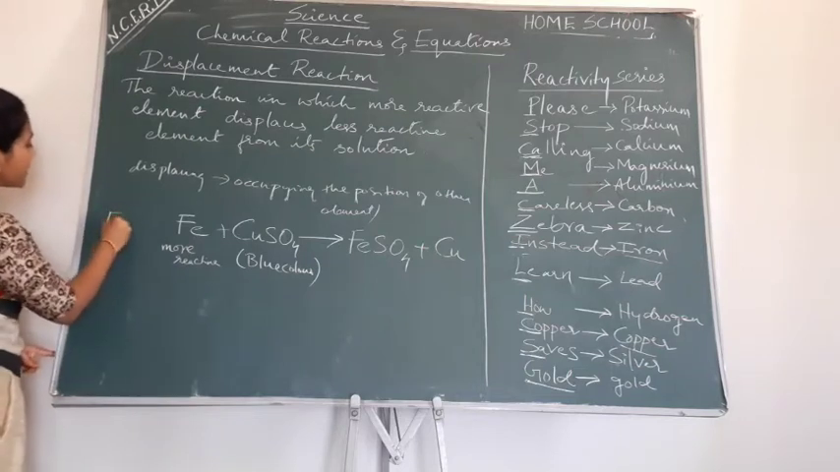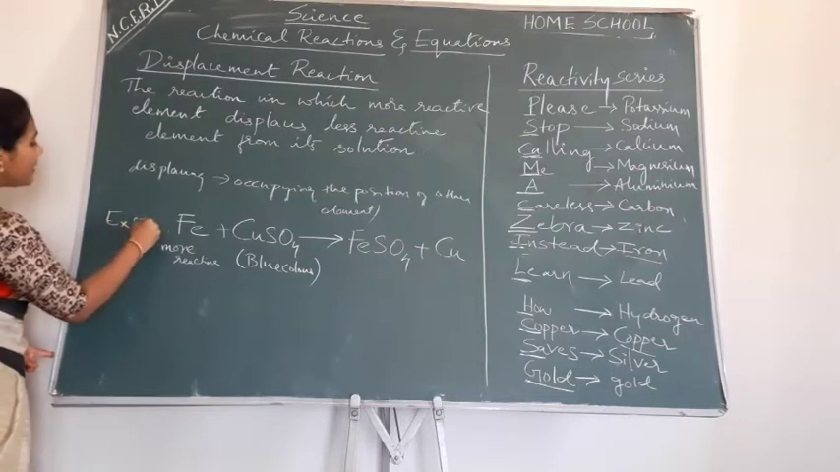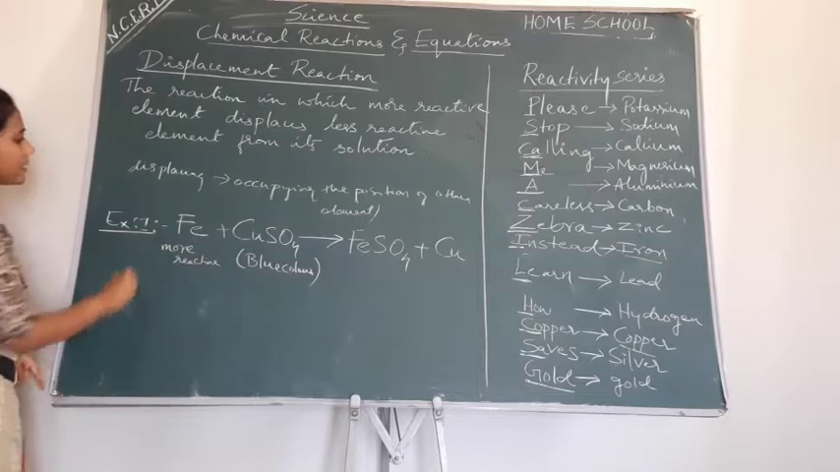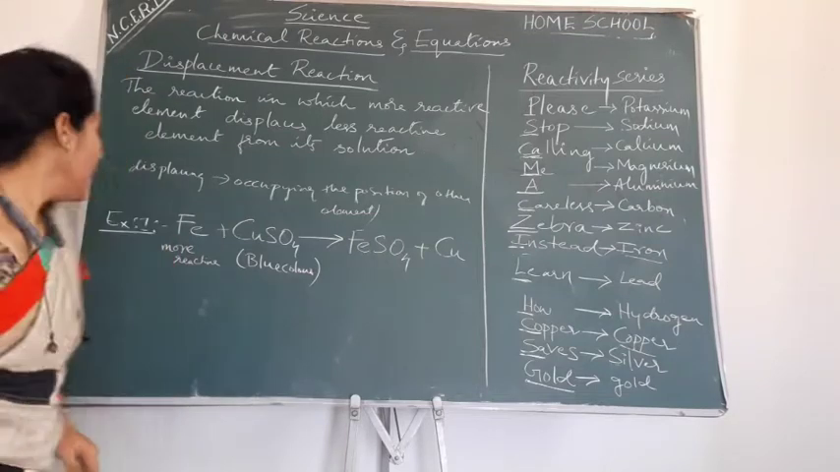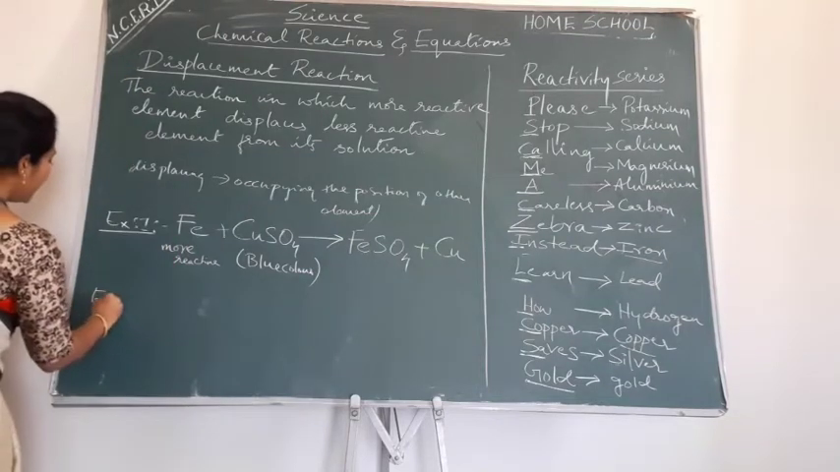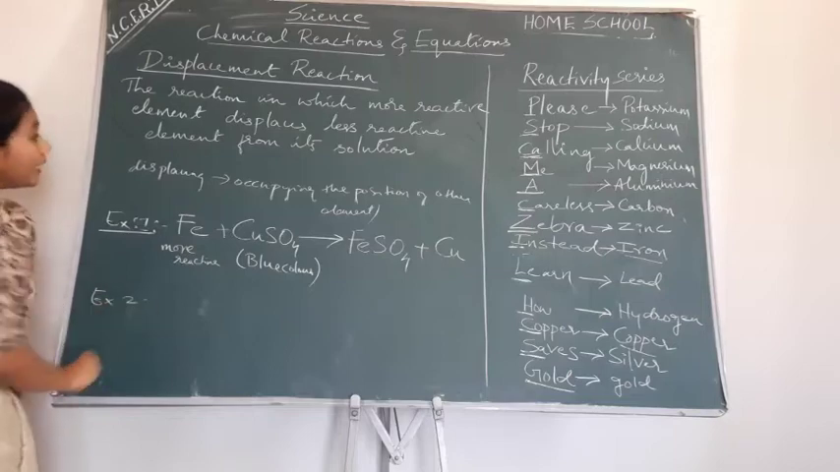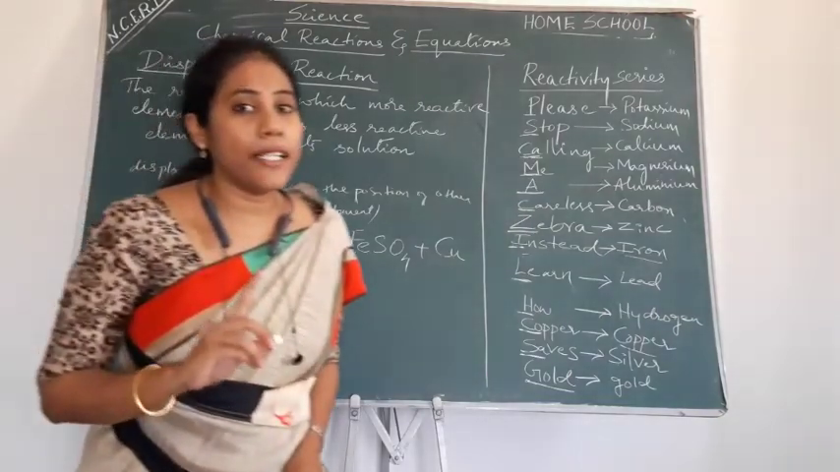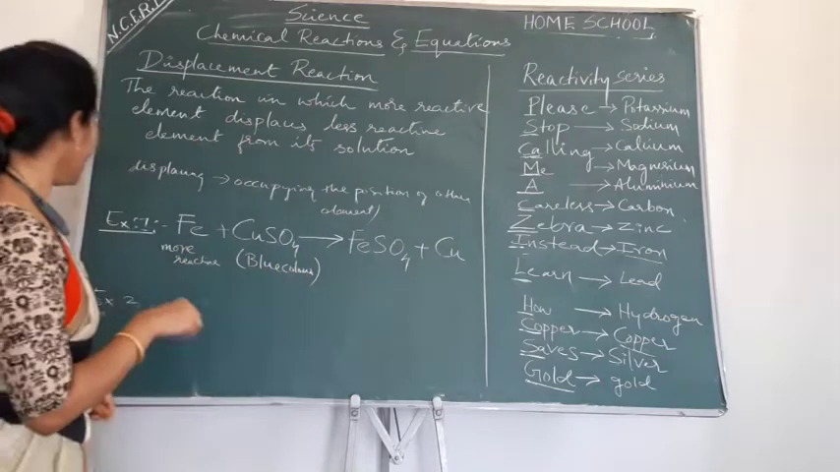Now, one more. This is example number 1. These examples are very important to remember. This is our example number 1, and coming to example number 2, you are going to tell me the products now. Try to analyze the product.